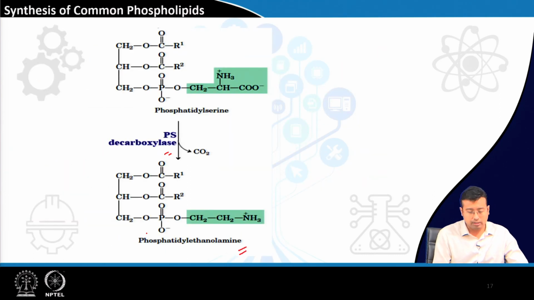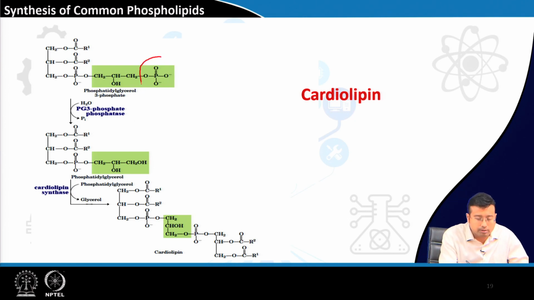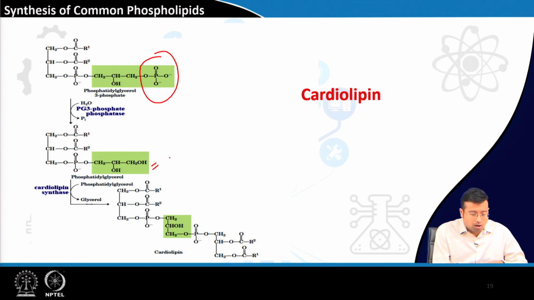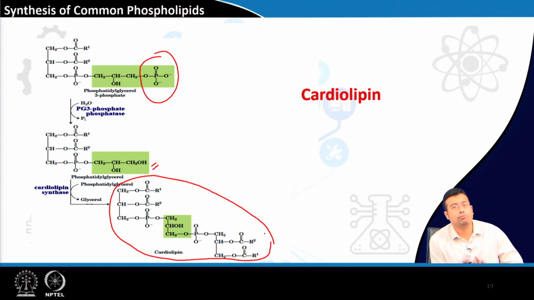Now, this phosphatidyl glycerol 3 phosphate can be acted upon by a phosphatase enzyme, where this phosphate group is first lost, and it becomes an alcohol. To this alcohol another phosphatidyl glycerol 3 phosphate molecule can be added. So, this whole big structure is actually a mirror image of each other, and this is known as cardiolipin. It is a special form of phospholipid that is present in the heart. It has multiple functions.